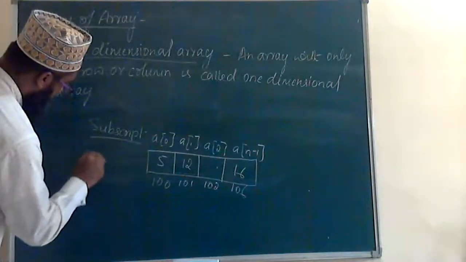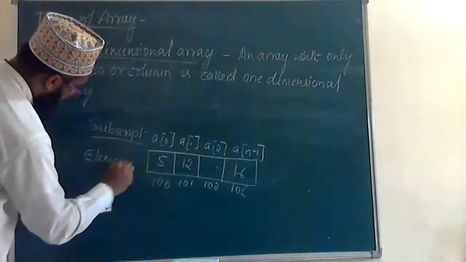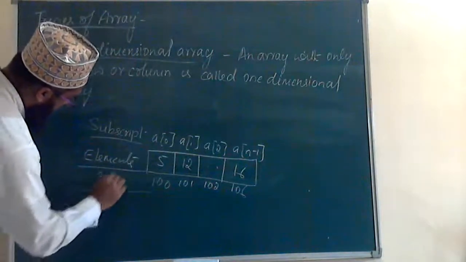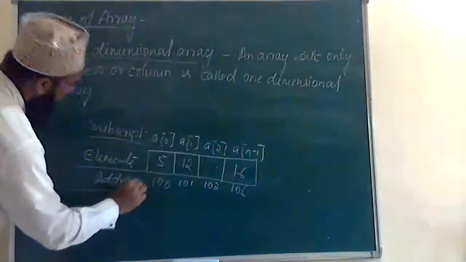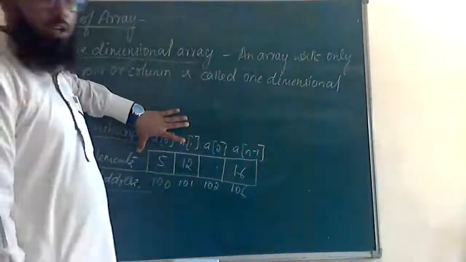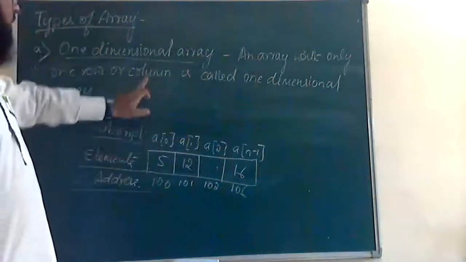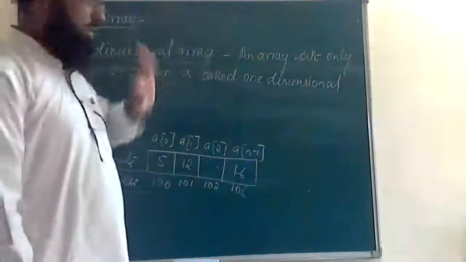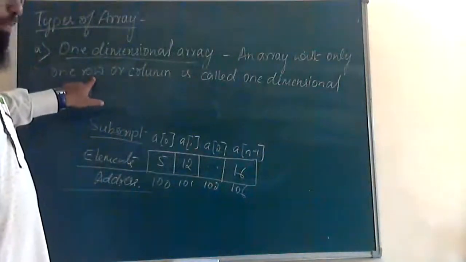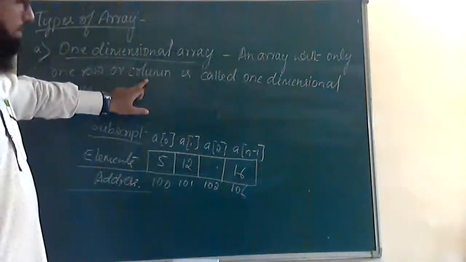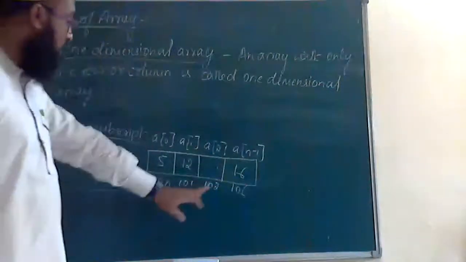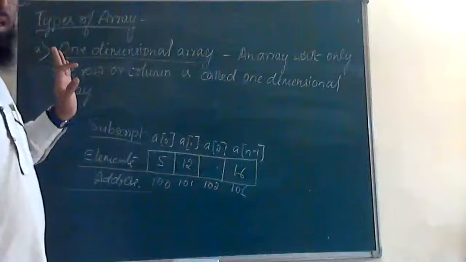The next one is the elements. These are the elements, and this is called the address. This can be called a one-dimensional array. Why do you call this a one-dimensional array? Because according to the definition, the array should have only one row or just one column. This array has just one row, so we can call it a one-dimensional array.